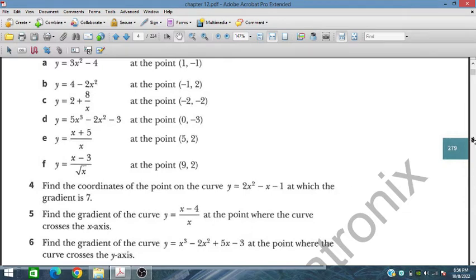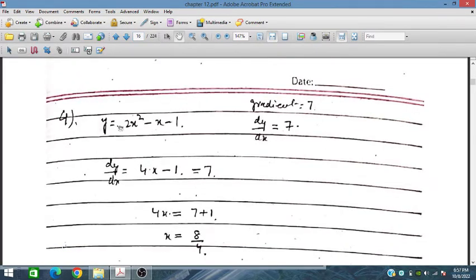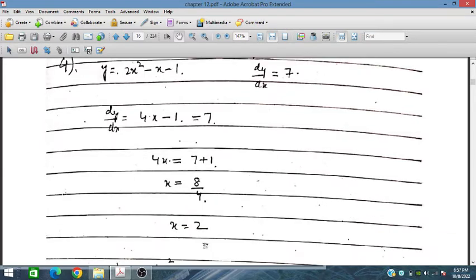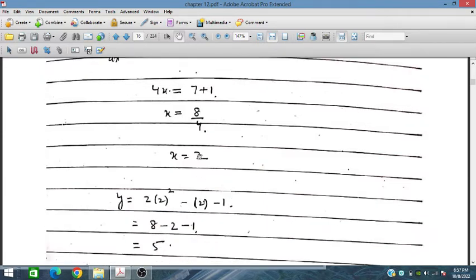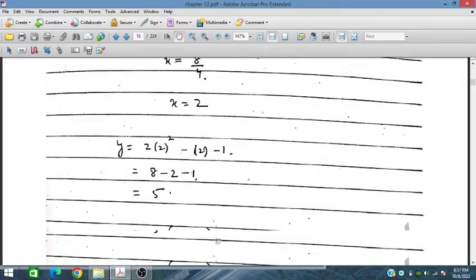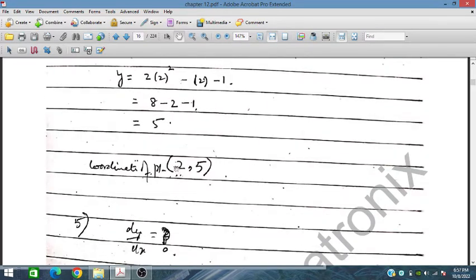So for question number 4, y is equal to 2x square minus x minus 1. The gradient is given, we have to find the gradient, which is equal to 4x minus 1. The constant becomes 0. This gradient is given as 7, so we apply 7 here. So we get the value of x equal to 2. This 2 will be applied here to get the value of y. So y is this, so the coordinates are 2 comma 5. So this was the required solution.